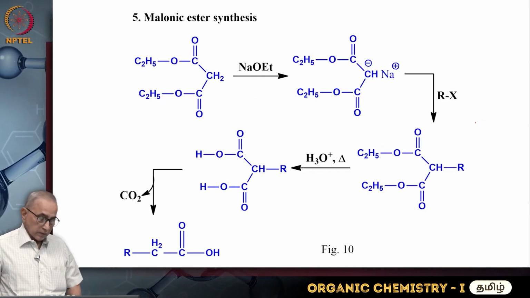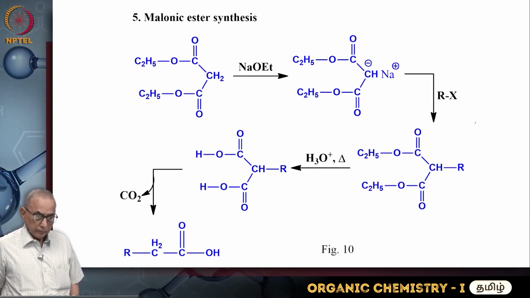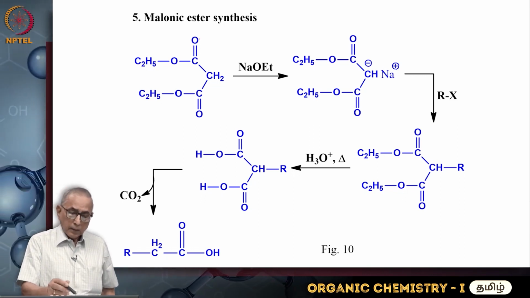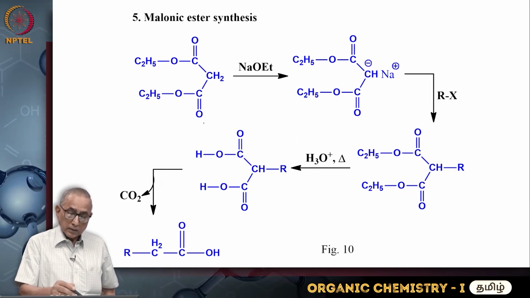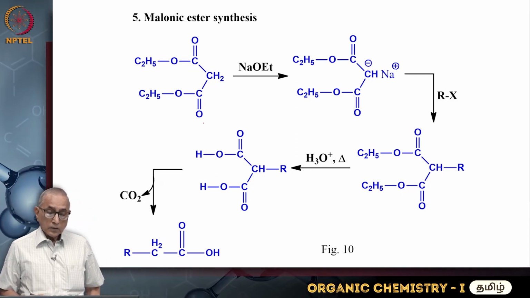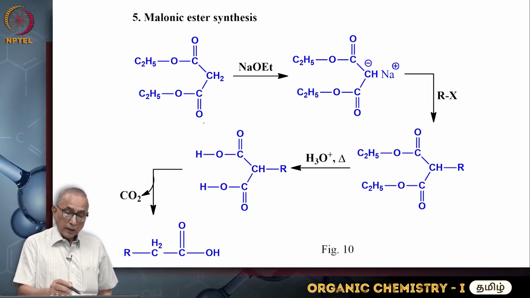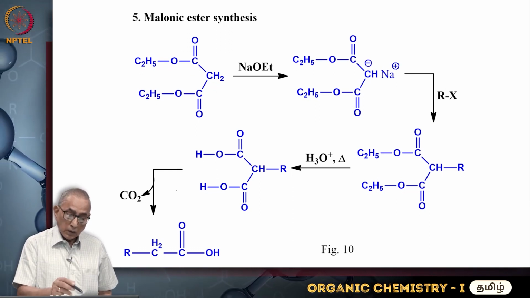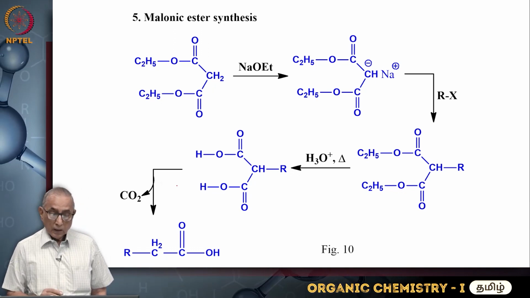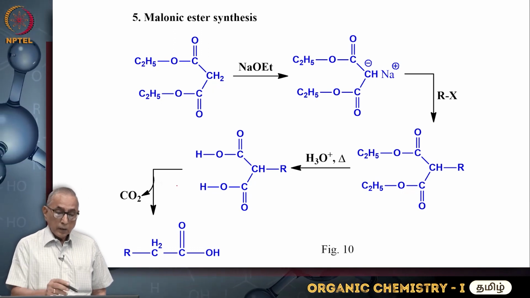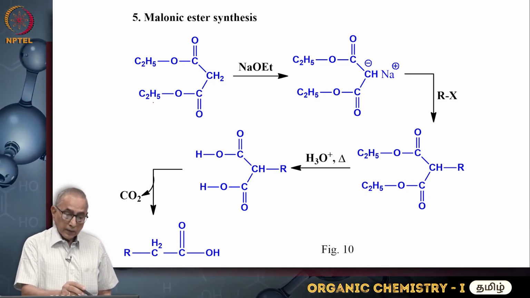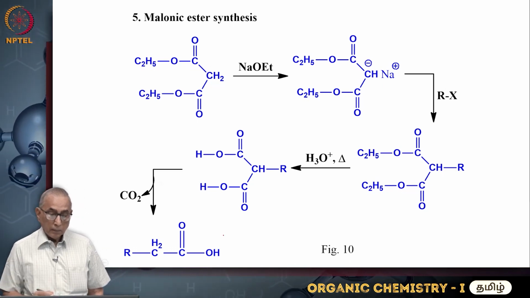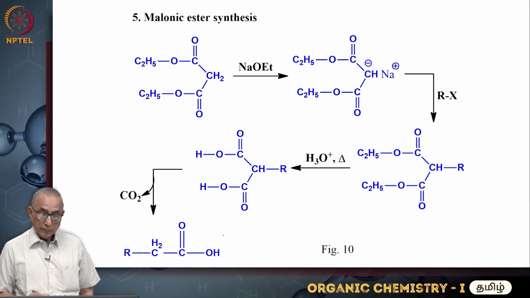Malonic ester synthesis. This compound is called malonic ester. This is produced by reacting malonic acid, CH2(COOH)2, with ethanol in the presence of acid. You get two molecules of ethanol condensed with the malonic acid to form diethyl malonate.